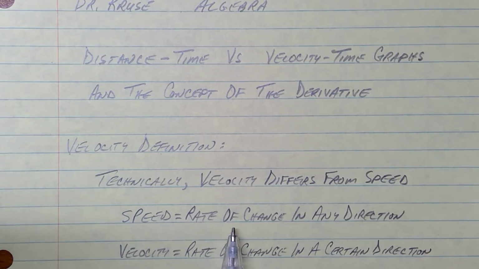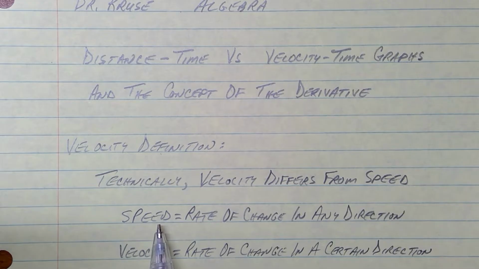Rate of change, that's your speed, like the speedometer in your car. Your speedometer in the car is measuring speed. It's saying you're going 60 miles an hour. It's not telling you what direction you're going. It's not telling you if you're going north, south, east, or west. It's just going to say 60 miles an hour, your rate.